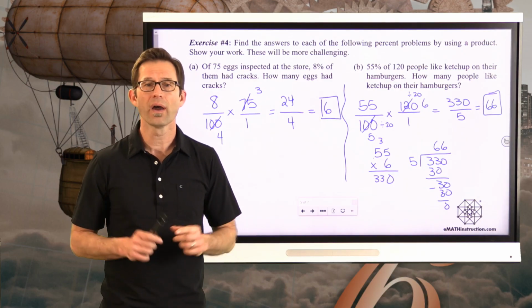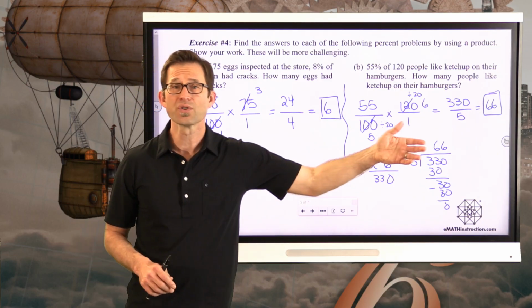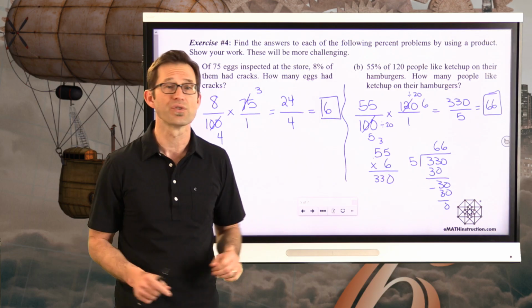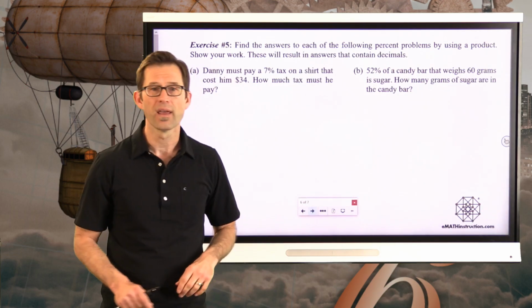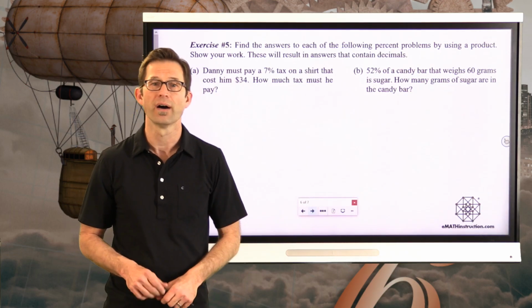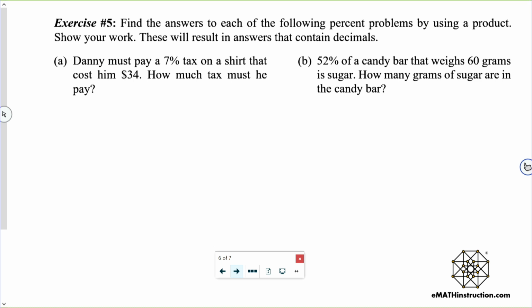Now, we should look at one final situation, which is when our answers aren't even whole numbers. Maybe our answers are decimals. Let's take a look at that for our last problem. Exercise number 5. Find the answers to each of the following percent problems by using a product. Show your work. These will result in answers that contain decimals.